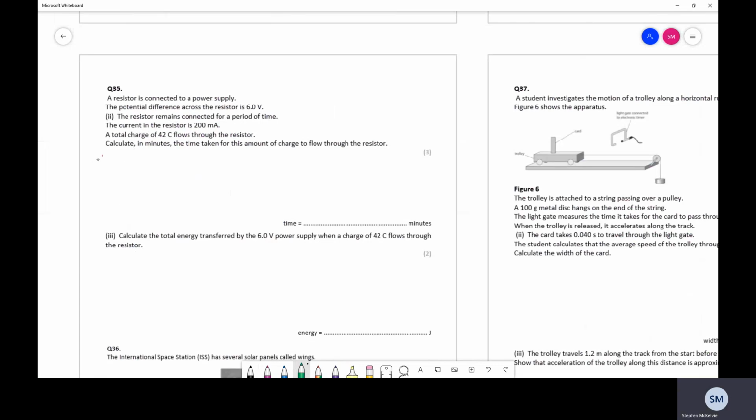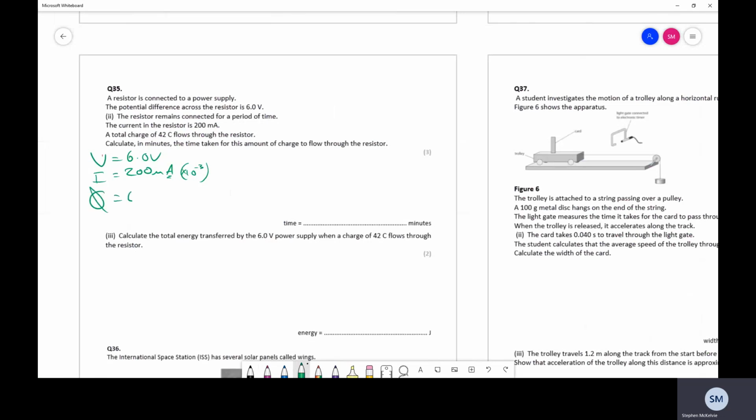Resistor is connected to a power supply. The potential difference across the resistor is 6.0 volts. The resistor remains connected for a period of time. The current in the resistor is equal to 200 milliamps. Now I want to make that into its normal unit of amps. So I'm going to divide it by 1,000 or times it by 10 to the minus 3. You can divide it by 10 to the 3 as well if you prefer. But times 10 to the minus 3 is the exact same thing as dividing by 1,000.